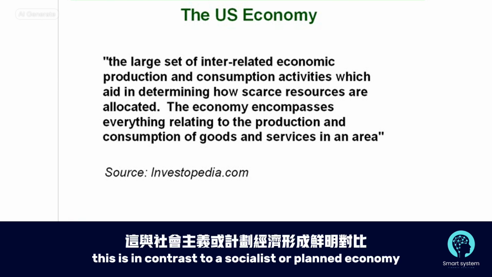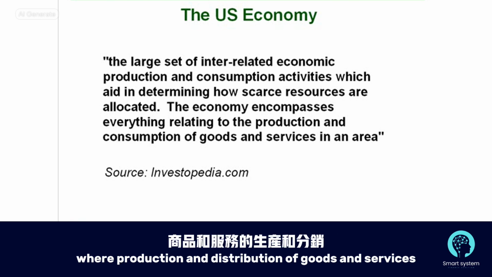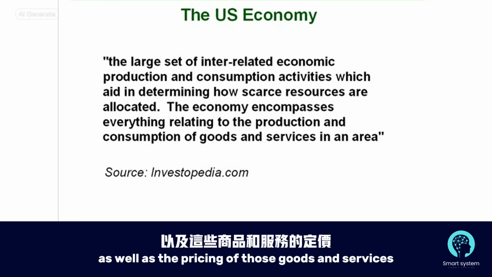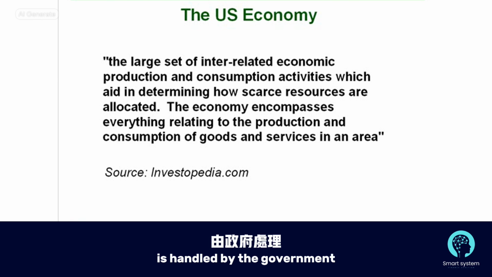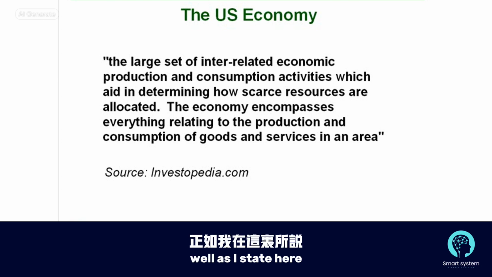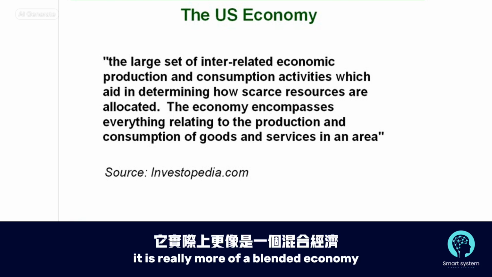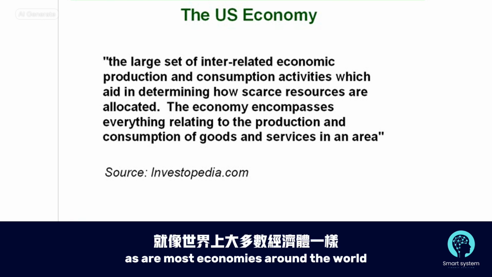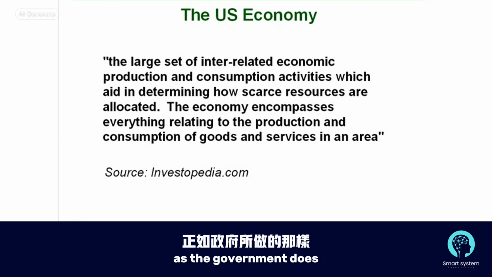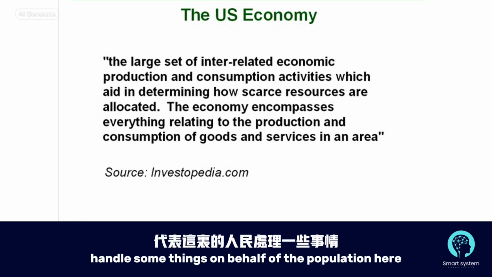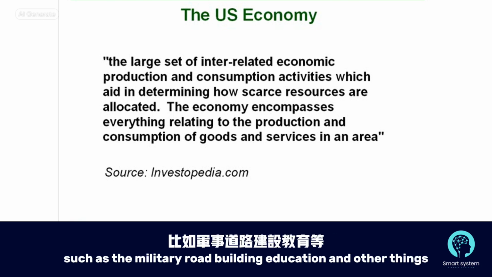This is in contrast to a socialist or planned economy, where production and distribution of goods and services, as well as the pricing of those goods and services, is handled by the government. While most people refer to the US economy as a capitalist economy, it is really more of a blended economy, as are most economies around the world, as the government does handle some things on behalf of the population here, such as the military, road building, education, and other things.